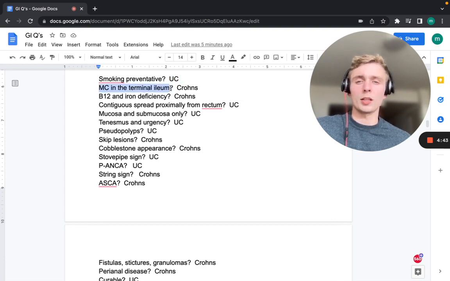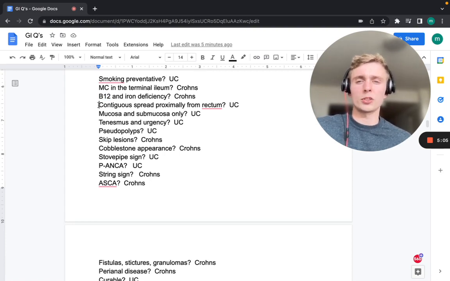Most common in the terminal ileum, that's going to be Crohn's. Crohn's most commonly affects the terminal ileum. And of course, if it's in the terminal ileum, B12 is going to be affected because B12 binds intrinsic factor and gets absorbed in the terminal ileum. So we can have B12 deficiency, also iron deficiency with Crohn's, since it can be all over the GI tract.